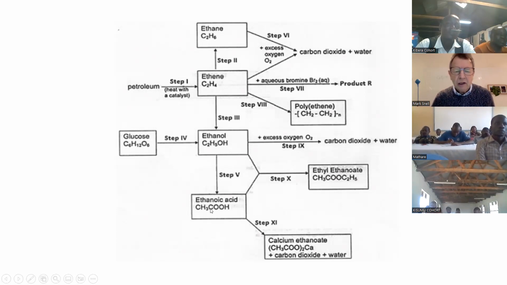Step 11, ethanoic acid to calcium ethanoate and carbon dioxide. Well, if we want carbon dioxide, it will be a carbonate, because ethanoic acid is a weak acid, but strong enough to liberate carbon dioxide from a carbonate. So that would have been calcium carbonate. And calcium carbonate and ethanoic acid will form calcium ethanoate and H2O and CO2. Okay. So that's all the bits and pieces there.